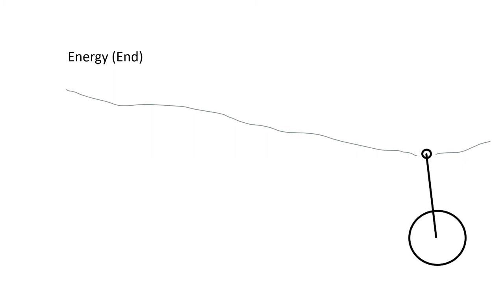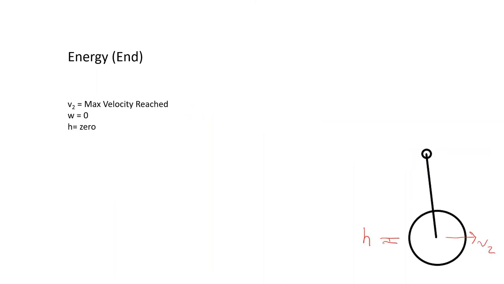This is the lowest point in the ride. This is where you're going to reach maximum velocity, and this is where the acceleration is going to switch from accelerating you forward to starting to brake as you start moving upwards. So at max velocity, our omega is going to be zero here because you will have rotated to the point where you hit an equilibrium in the rotation, and you're also going to have a zero h.